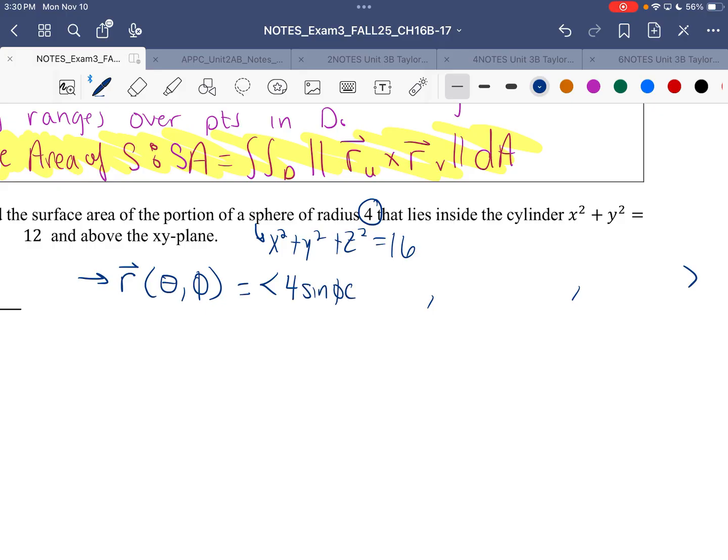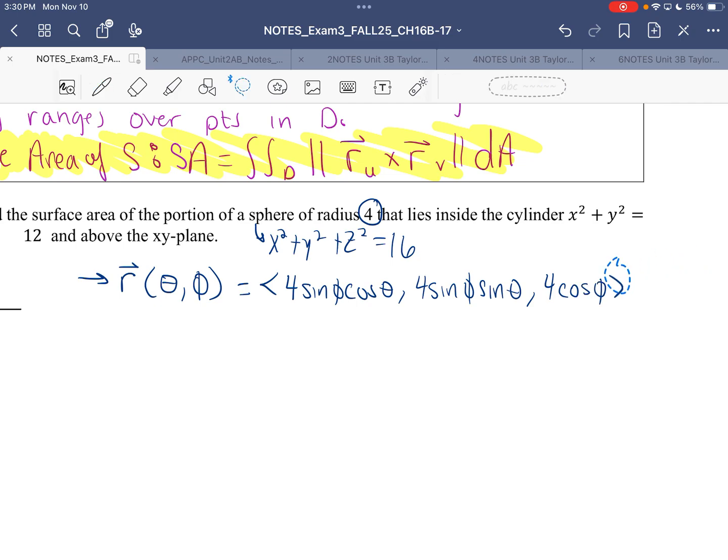Yes. Okay. Oliver, what do you think the y part is going to be? Good. And Chloe, how about the z part? Good. That's it. Okay. Then our domain.